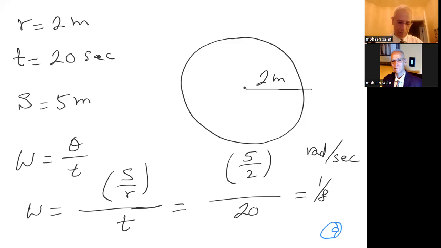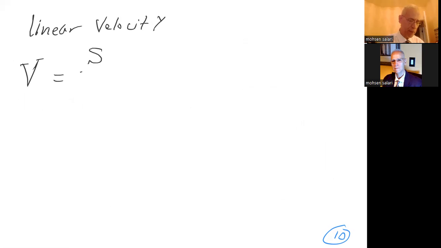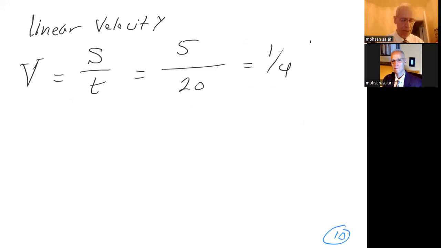Let's go to the next page. And linear velocity. V equals, we said V equals S divided by T. And that equals, S is given as 5, T is 20. So that's 1/4 meter per second. So the linear velocity is 1/4 meter per second, and the angular velocity was 1/8 of a radian per second.